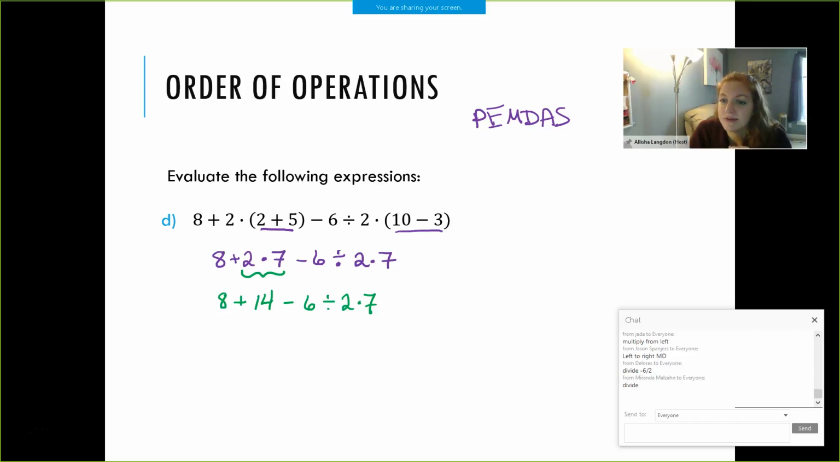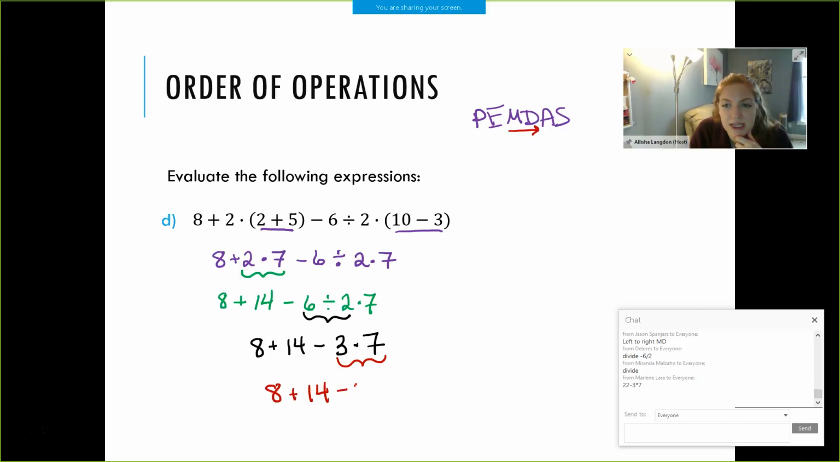We should divide, yes, because the division comes first before the multiplication, so we'd have to do that operation first. So 8 plus 14, 6 divided by 2 is going to be 3, and then times 7. And I'm guessing most of you see that we should go ahead and multiply next, because we're still in that multiplication and division from left to right. So 8 plus 14 minus 21.